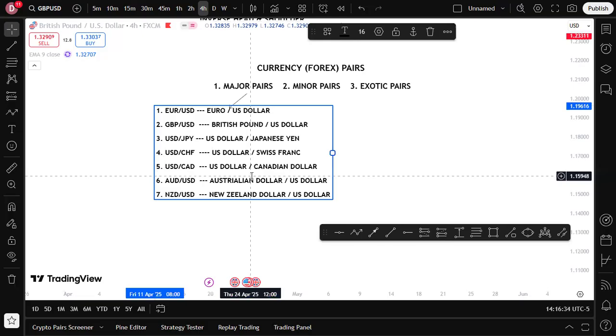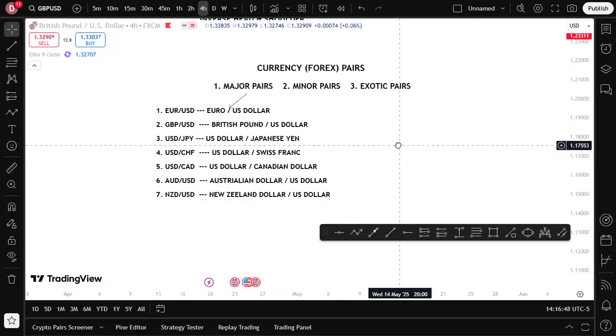And now these major pairs are the most popular currency pairs because of their high volatility, high liquidity, low spread, and also high volume, right?